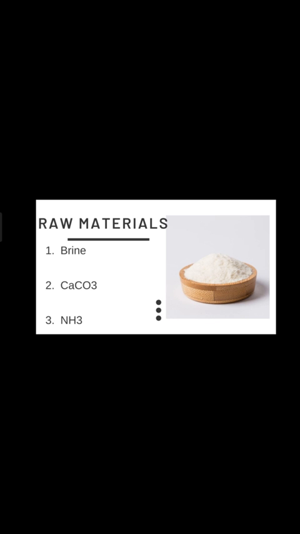Now that we have understood the basic differences between different types of sodas, let's move towards the raw materials required for the Solvay process. There are three main raw materials that are used for the preparation of soda ash. The first one is brine, second is calcium carbonate, and the third one is ammonia gas. Now the sources of these three raw materials are NaCl and water for making the brine solution, limestone for calcium carbonate, and Haber's process for the ammonia gas.